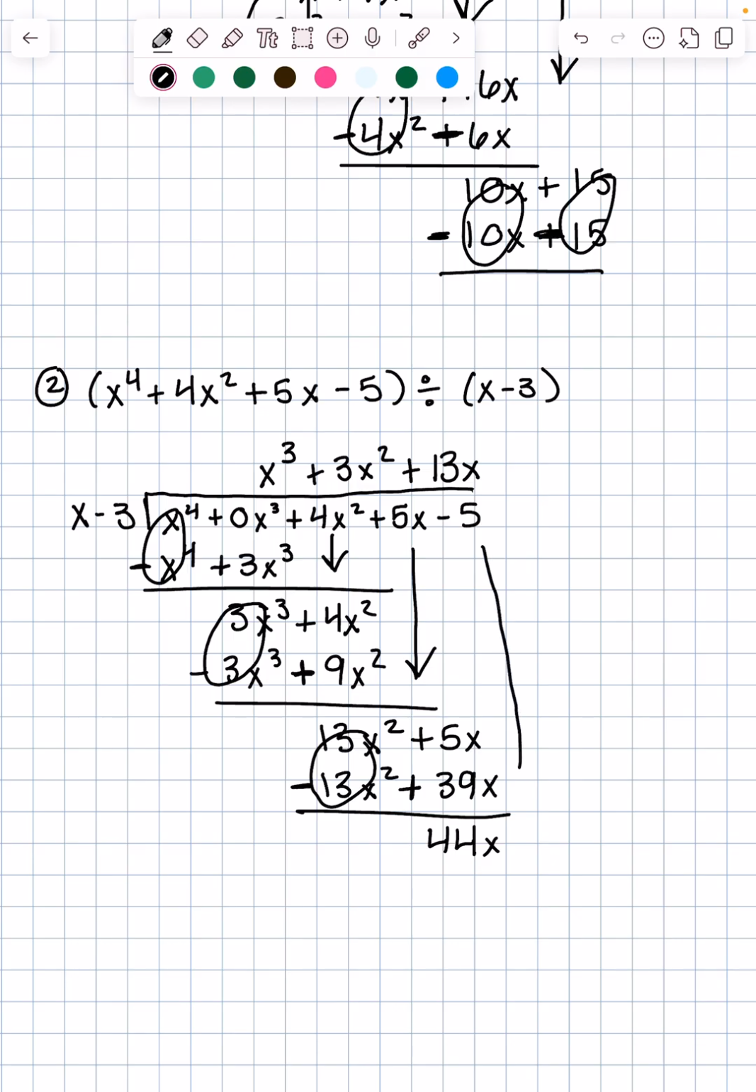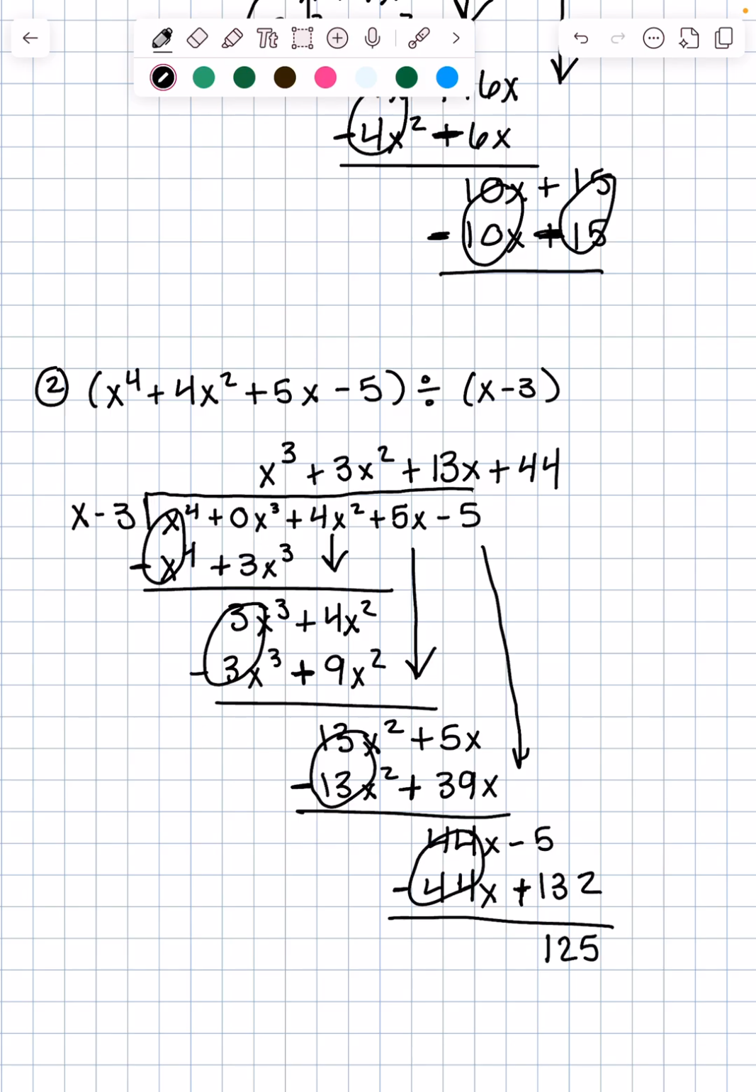Drop down the negative 5, 44x minus 5. What can I multiply by x to get 44x? That would be plus 44. Then we multiply. And then we're subtracting these, so this becomes a positive. That's 0, and then we get a remainder of 125.